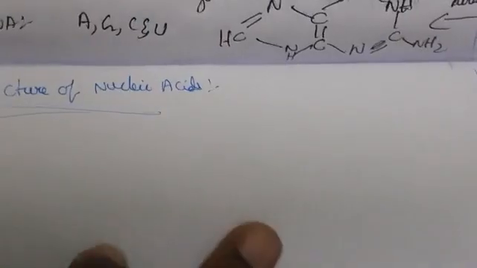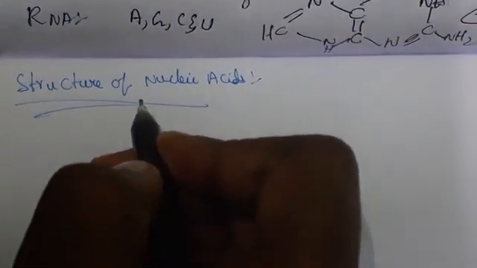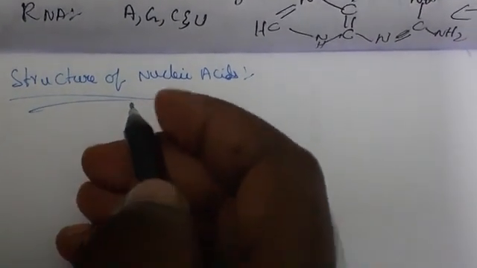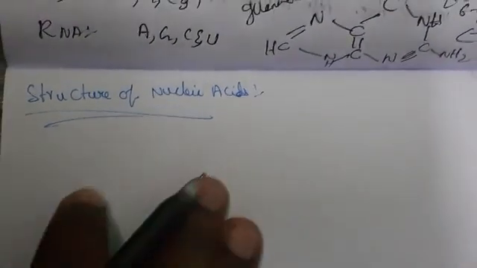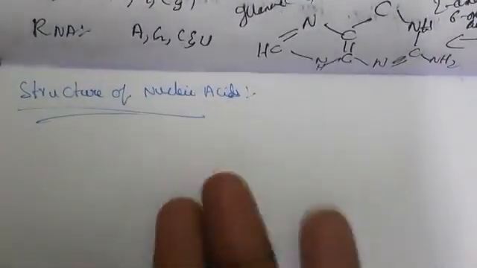Hello students, in the previous class we have seen the introduction of the nucleic acids, that is DNA and RNA. So let us discuss the structure of nucleic acids. The structure of nucleic acid consists of nucleosides and nucleotides. So what is a nucleoside and what is a nucleotide?